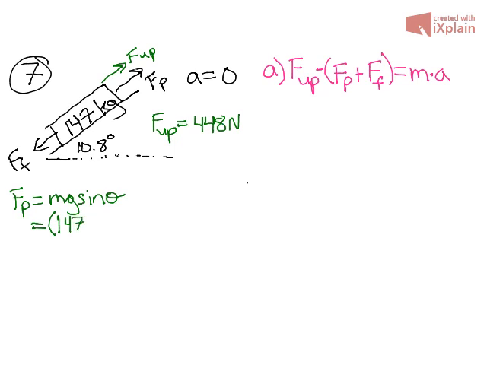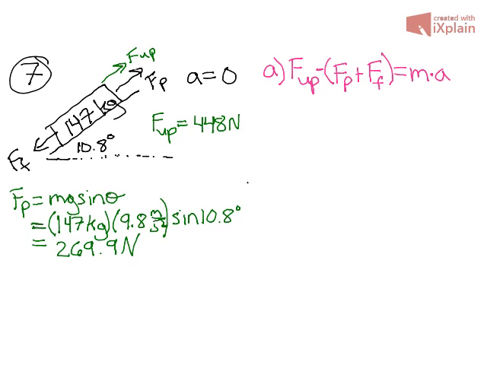So we're going to plug in our values for mass in kilograms, and then our gravity, which is always going to be 9.8 meters per second squared as long as we're on Earth, and then sine of our angle, which is 10.8 degrees. Just plug all this into your calculator, and you'll get an answer of 269.9 newtons approximately. So we're going to take those values and plug in our force up minus our FP, which is 269.9 newtons.